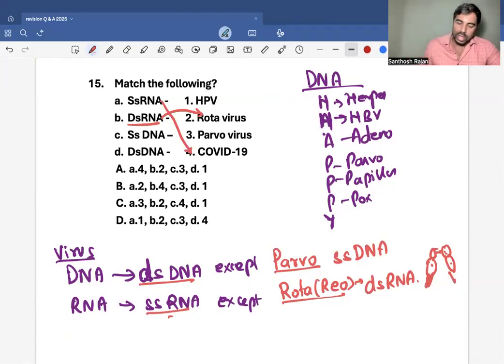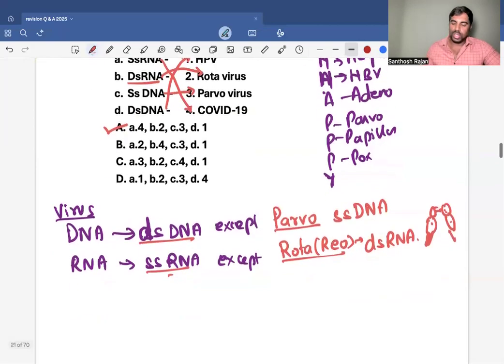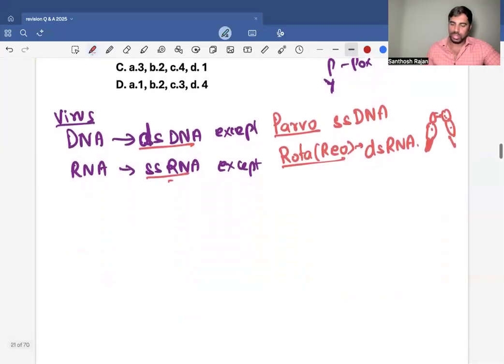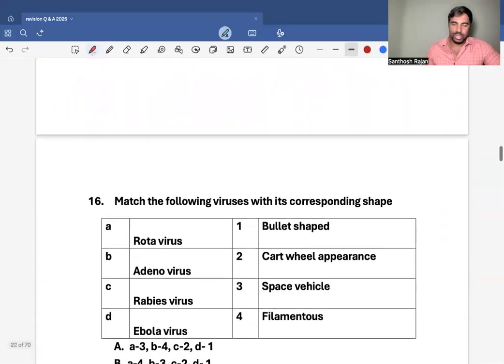Now single stranded DNA. The single stranded DNA is your parvo, whereas double stranded is your normal HPV. So A goes to 4, B goes to 2, C is 3, and D is 1. Right, this is the option. Very easy. So you have to know the happy virus, and please don't forget the exceptions. Parvo and rota are the exceptions. One question is definitely asked from this category. One thing will be there for sure.